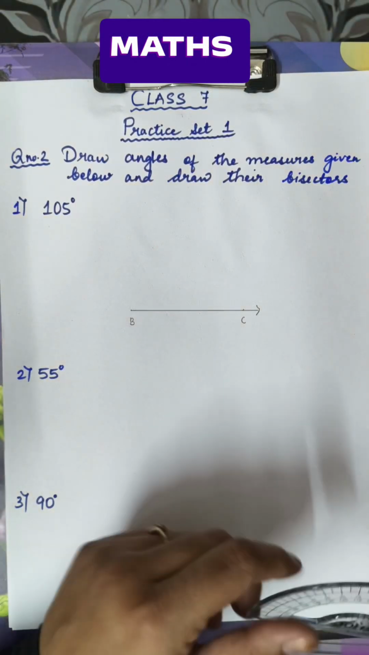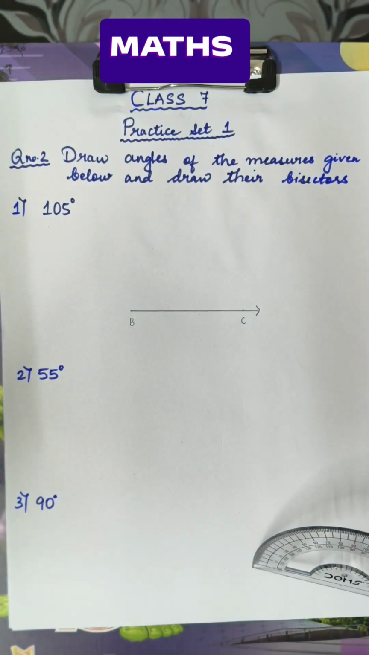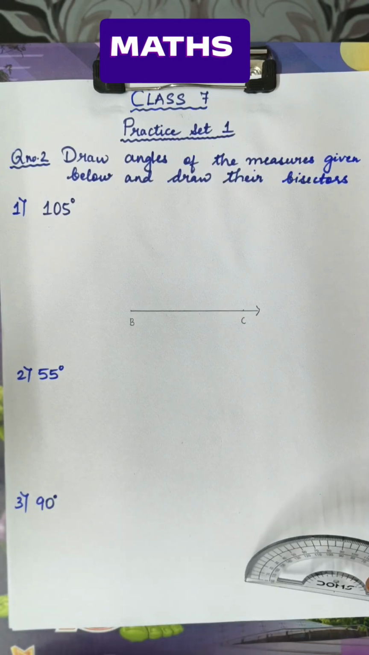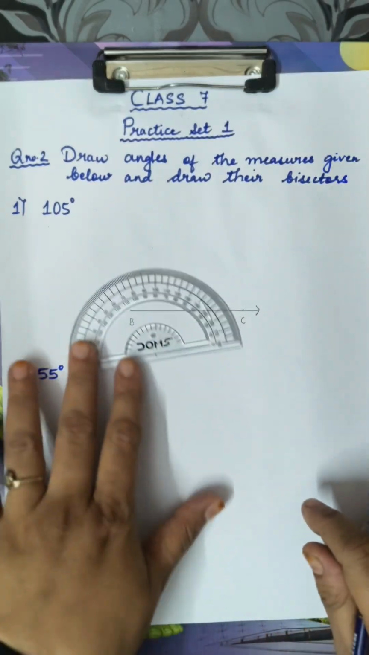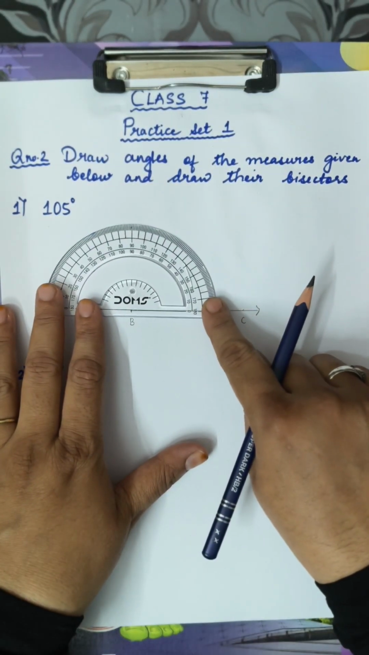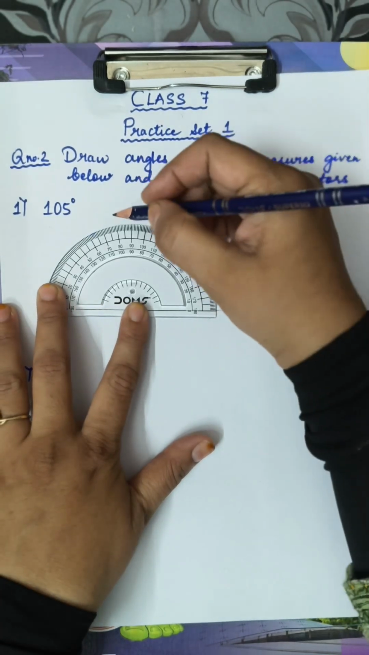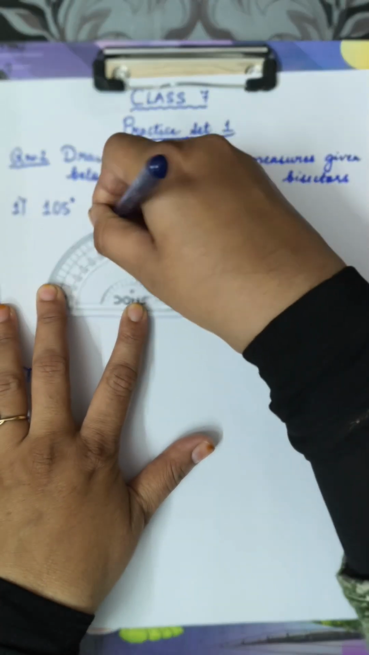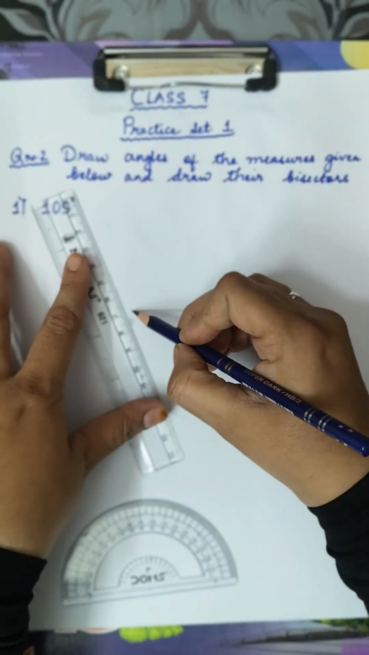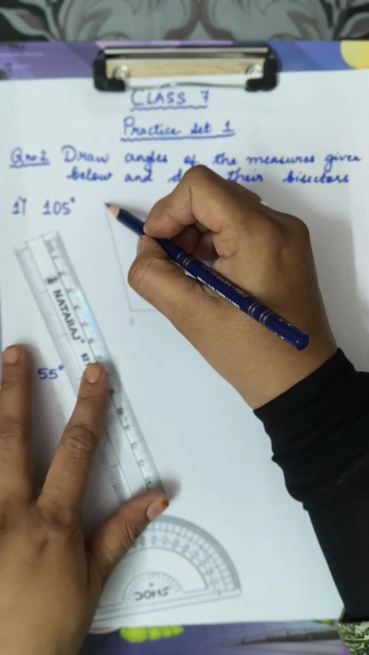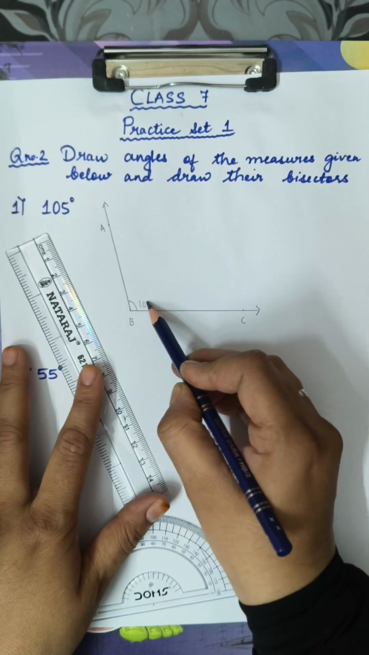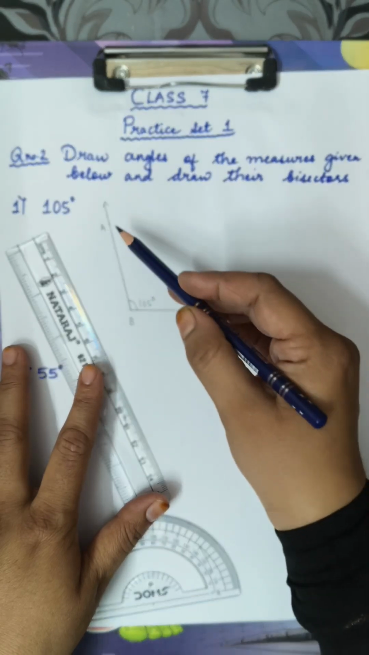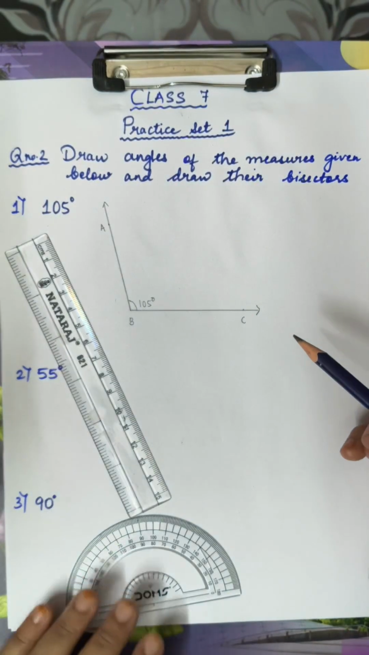Now you can see 105 is an obtuse angle since it is greater than 90 degrees. So first we will draw 105 degrees. You will use a compass, keep it on point B and mark 105 degrees. 105 will come between 100 and 110. So mark this point, join this line. So this is our angle, mark this as point A. So this angle is 105 degree measure. Angle ABC is of measure 105 degrees.